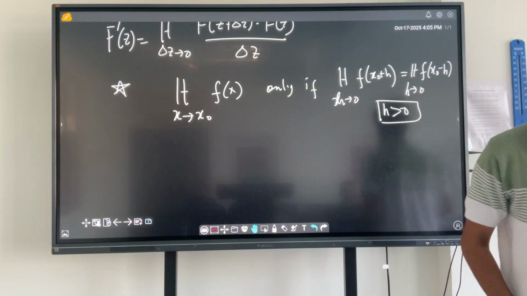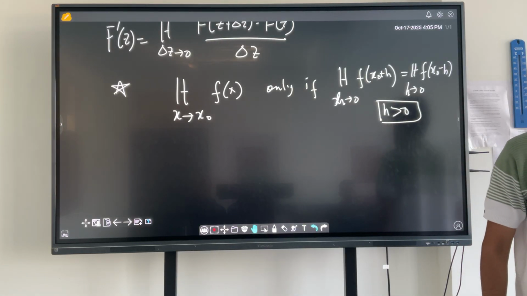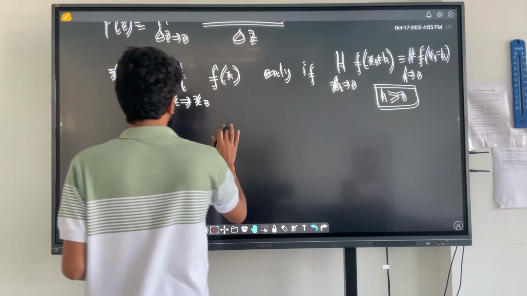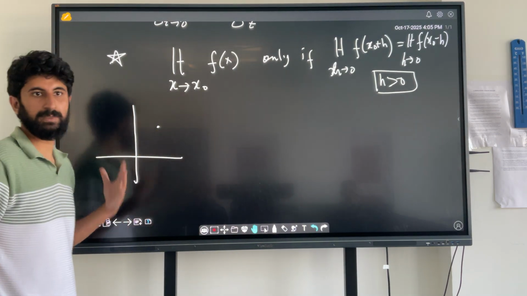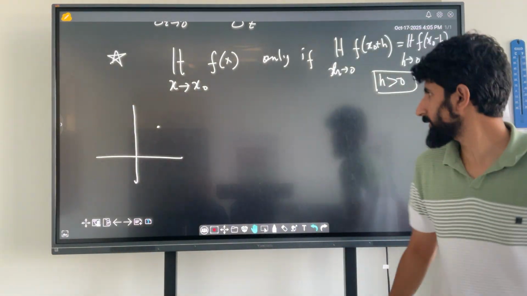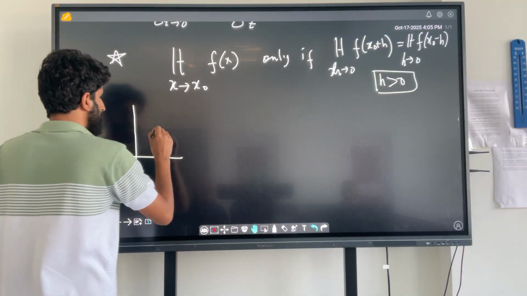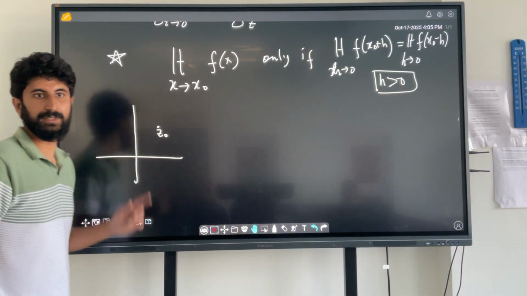But what about complex numbers? For complex numbers, the functions are defined on a complex plane. So how many ways can you approach a point? Let's say there is a point z naught here. How many ways?